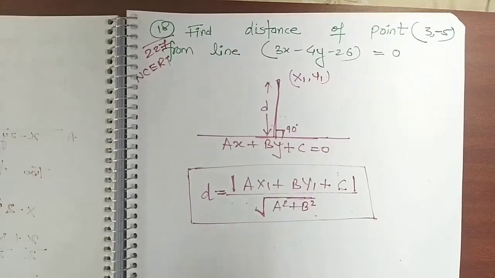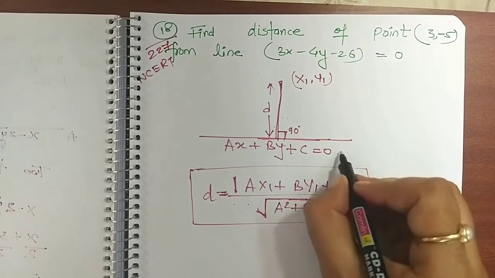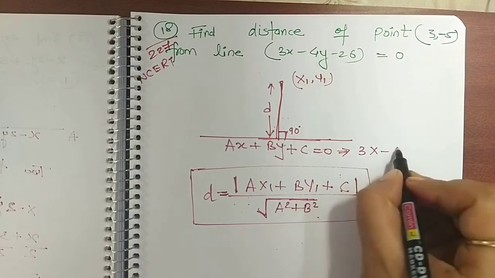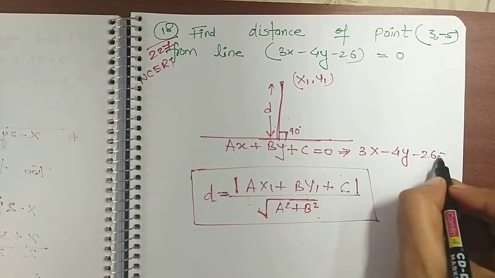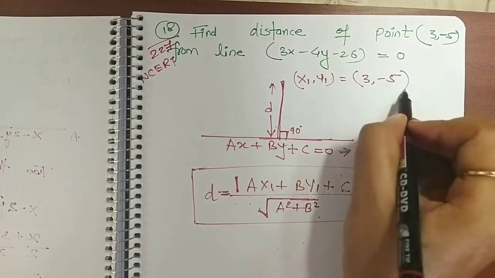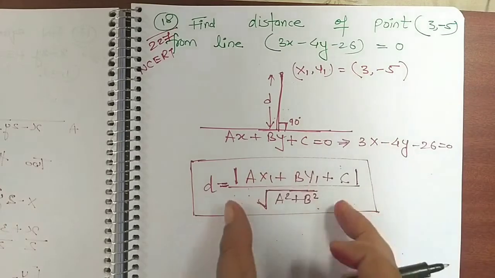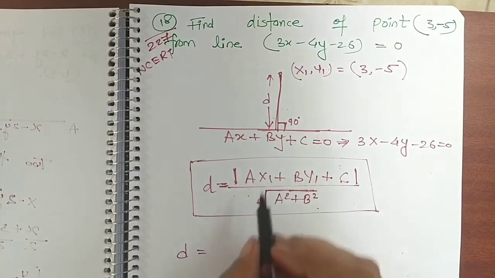Now I will apply this in my question. So in my question, my line is 3x minus 4y minus 26 equals 0, and my point is 3 comma minus 5. I'm just fitting these values in this formula. So what will be the distance?